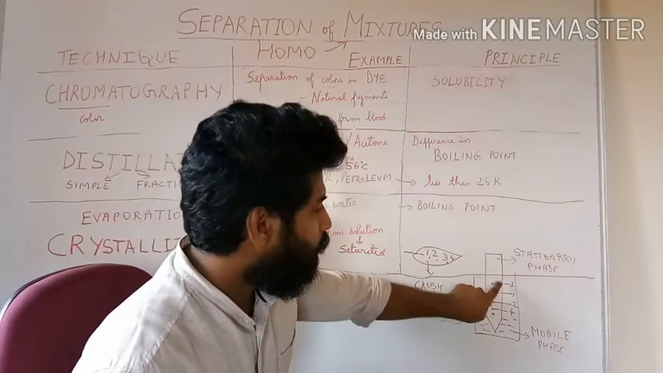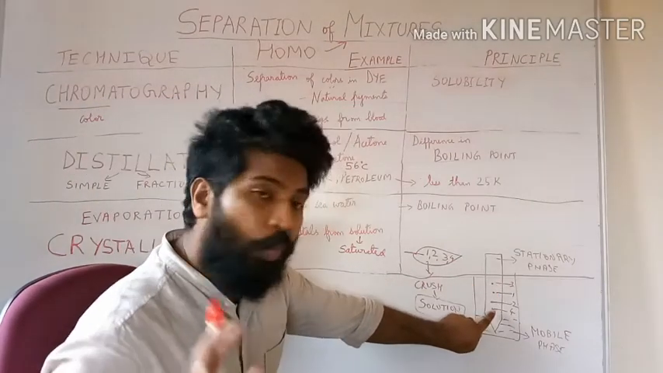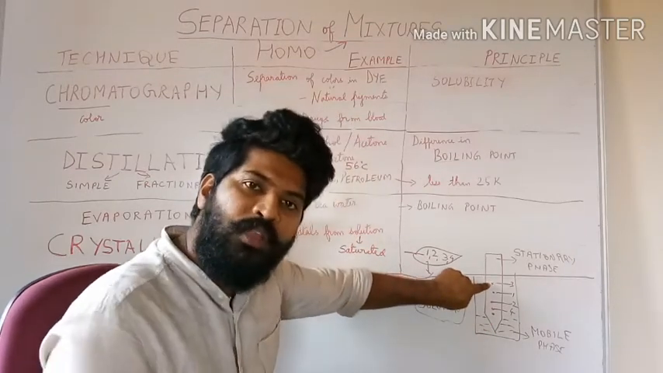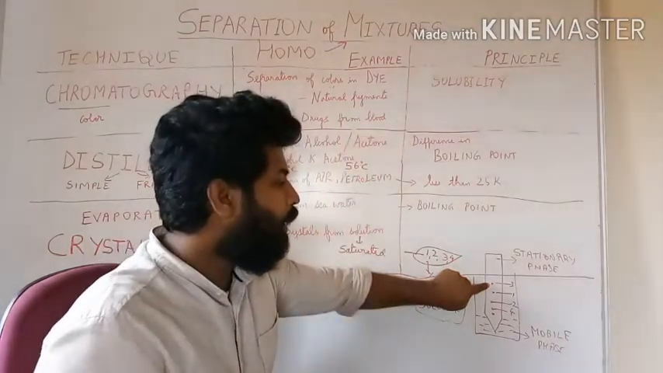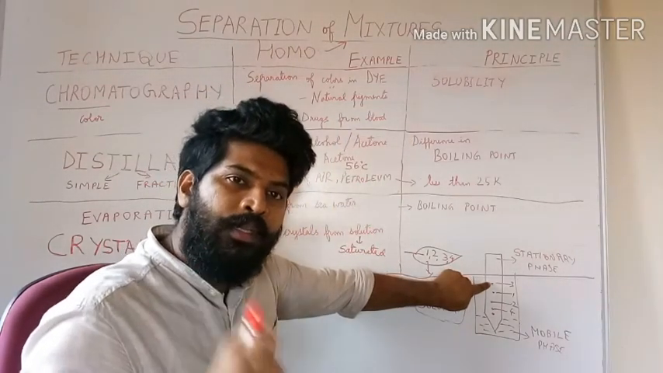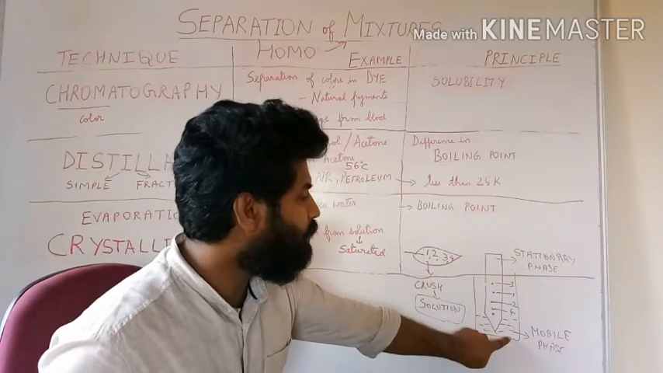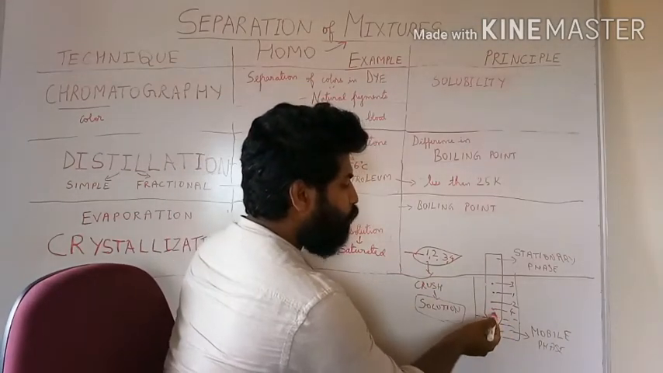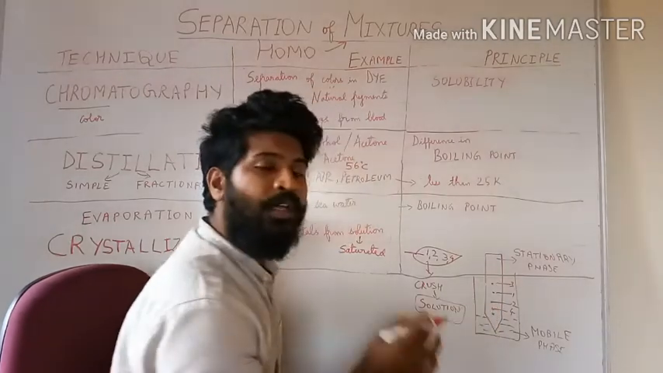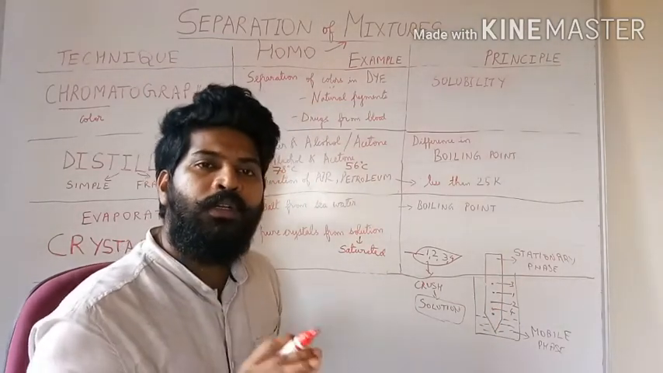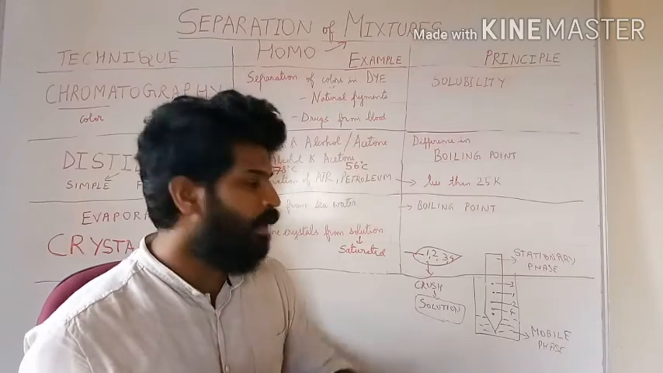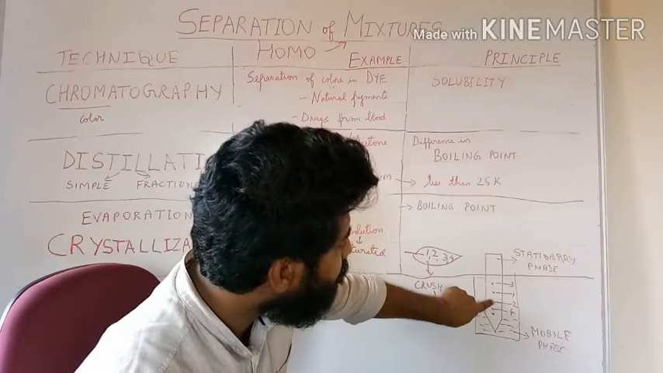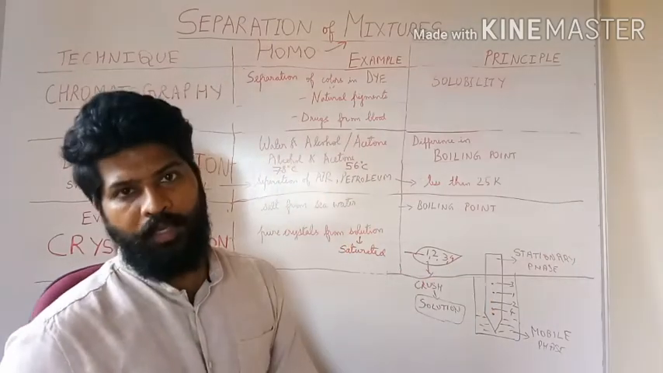Now, from these 4 spots, what we can understand is that this sample has moved the farthest. Why? Because it is easily attracted to the mobile phase. It is soluble in the mobile phase. This sample over here has not moved much. It has moved very little. Why? Because it is not easily soluble in this mobile phase. Thus, what have we achieved? We have achieved the separation of the four components.